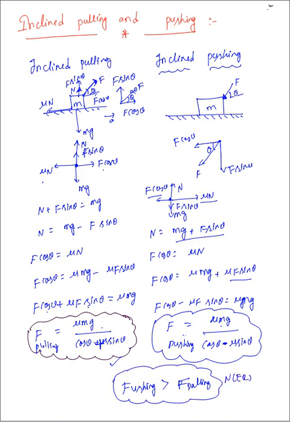And this formula, in many places they can ask you directly. So F pulling equals mu mg by cos theta plus mu sin theta. Minus is there here. Denominator is decreasing. Numerator will increase. F pushing will be more. F pulling will be less because denominator plus is there. Numerator will be decreasing.